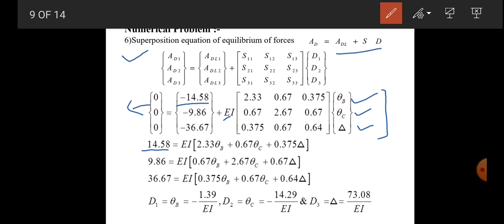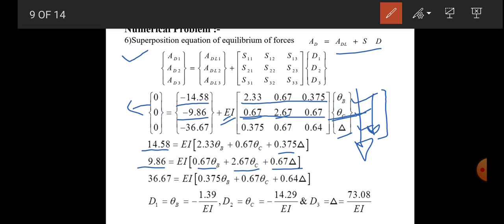Now EI is kept outside, so first row into this column. So 2.33 theta B plus 0.67 theta C plus 0.375 delta, taking this EI outside. Now next is 9.86, which becomes positive when we take it toward the left hand side, and the second row into this column, it becomes 0.67 theta B plus 2.67 theta C plus 0.67 delta, and the last row into this column, taking EI outside and taking the 36.67 minus toward the left hand side, it becomes positive.